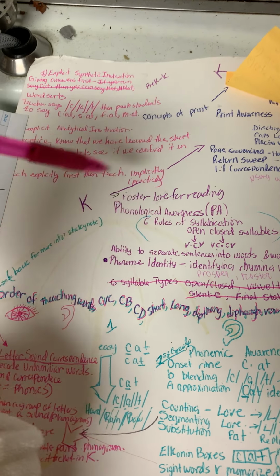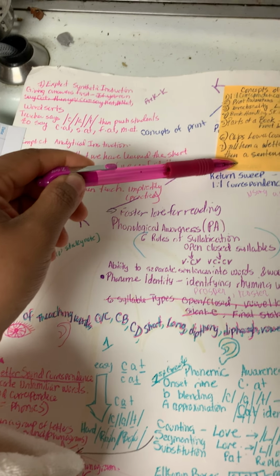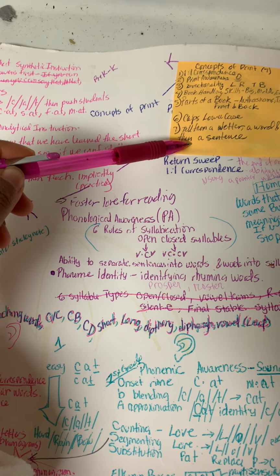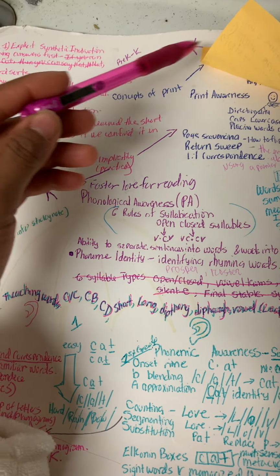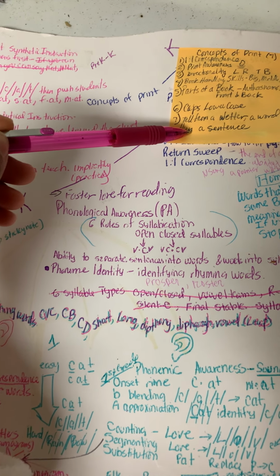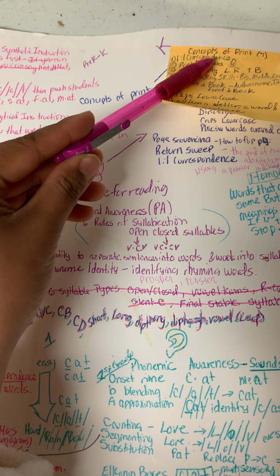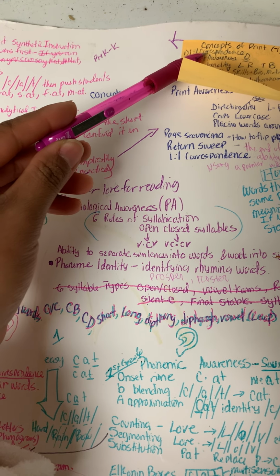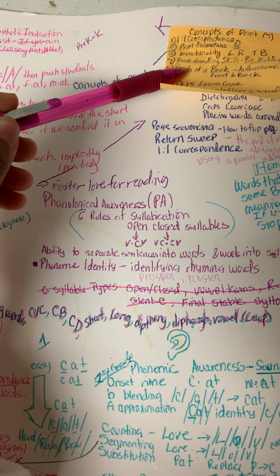You see I got KK, so that means kindergarten. So right now we are starting with kindergarten, okay? And I want to clarify that the things that they're learning in kindergarten, it's not specific. A kid can be learning concepts of print in 2nd grade or 3rd grade for all I know. So it's not set in stone.